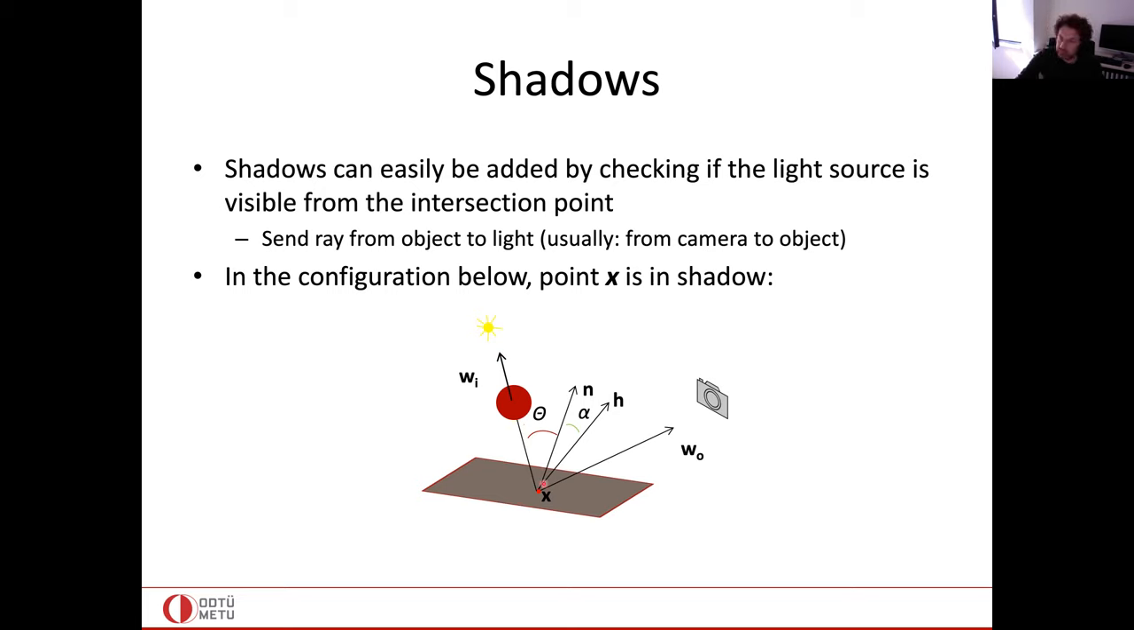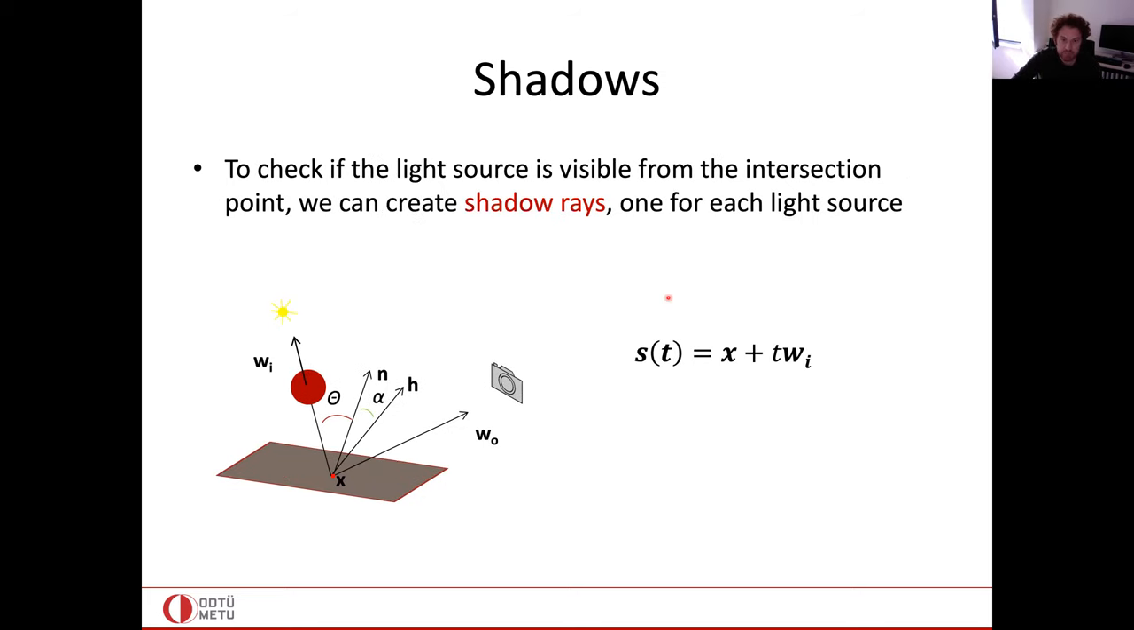Hence, there will be no light on X, which will make its color zero. Actually, there is ambient light, so that's why it probably won't be zero, but it will not be reflecting the actual color of itself, and there won't be any specular highlights because of the lack of light here. Yeah, so that is that.